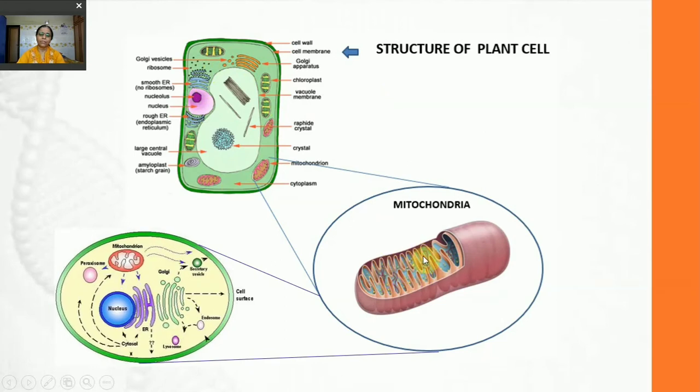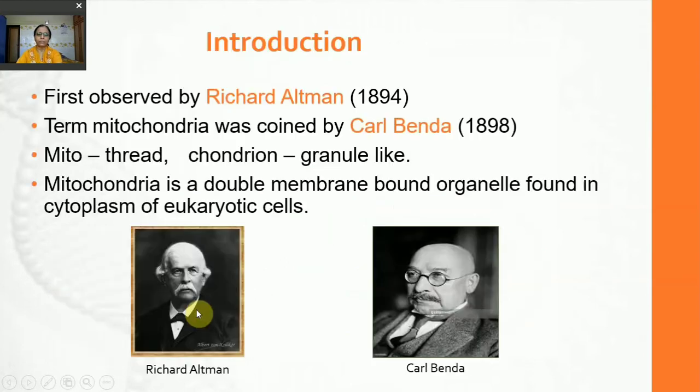It supplies energy to all the other cells and the cell organelles. You can see here how this mitochondria is continuously supplying the energy. The energy is in the form of ATP. It was first observed by Richard Altman in 1894 and the term mitochondria was given by Carl Benda. What is the meaning of mitochondria? Mitos means thread and chondrion means granule-like.